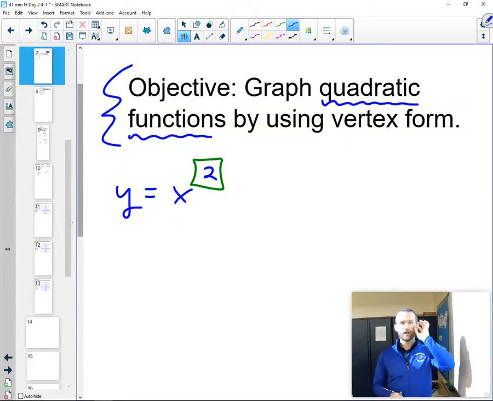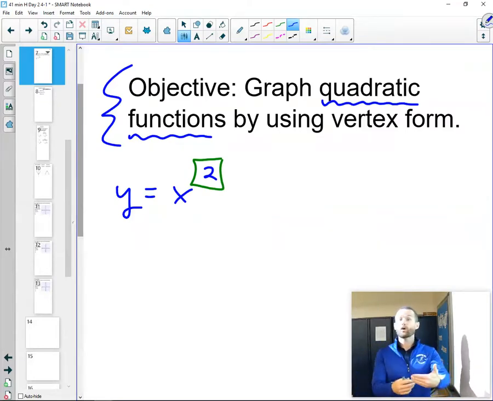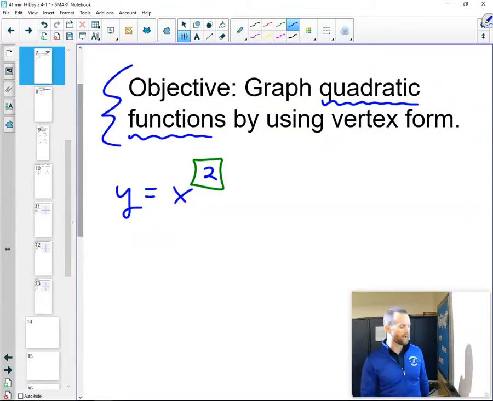Looking at an equation and saying, oh, that's what this type of function is, and then knowing what type of graph it's going to make. But we'll get there. At this point, all you need to know is anytime you see a power of 2, as long as that's the biggest power, then it's a quadratic function.